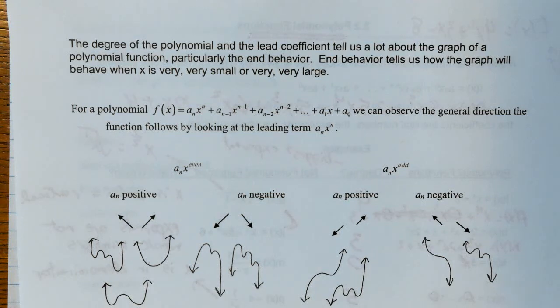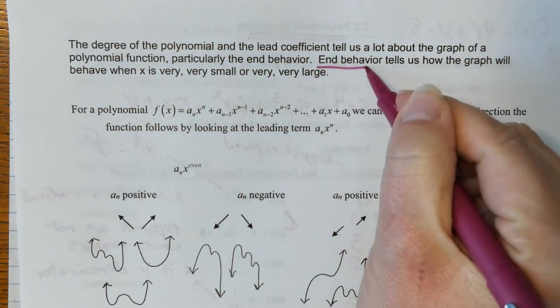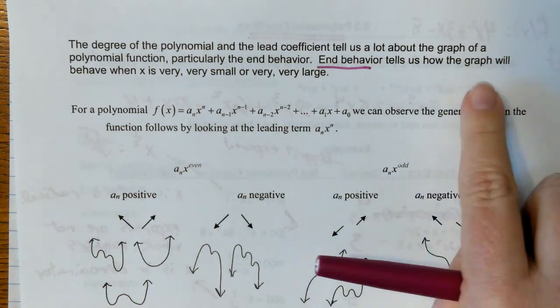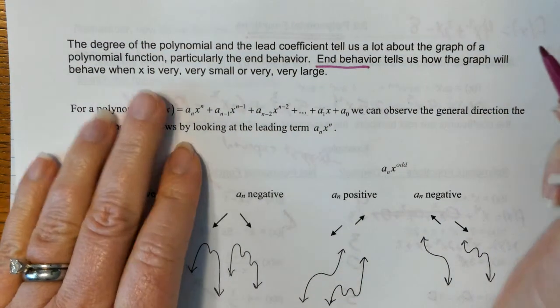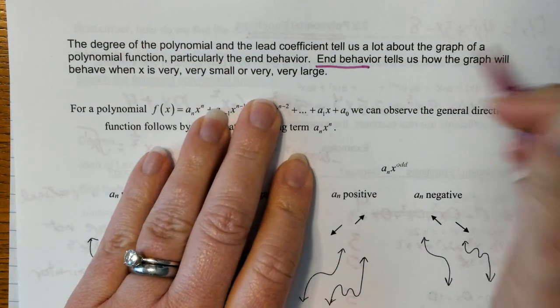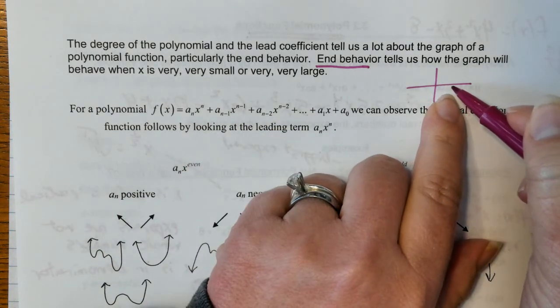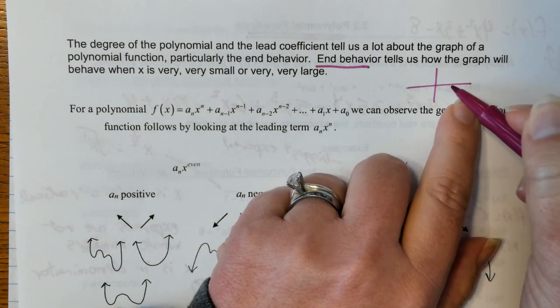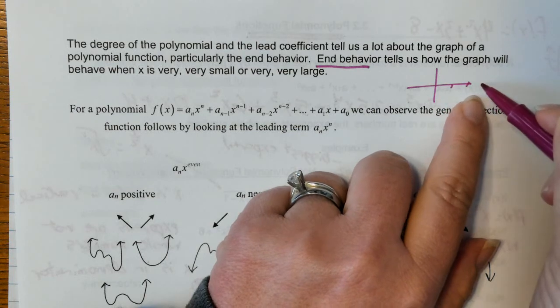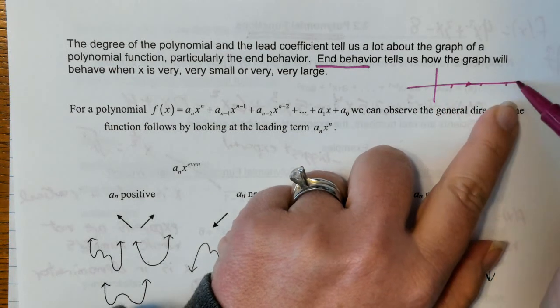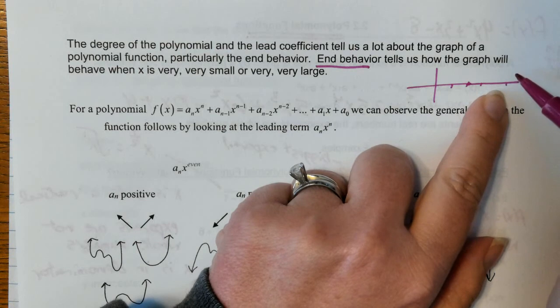As we continue on with our polynomial functions, one thing that's interesting about them is that we can predict what we call end behavior just by looking at the equation. Okay? Now, end behavior tells us how the graph will behave when x is very, very small or very, very large. Okay, so in other words, on our graph, as we go out to larger and larger x numbers, from 10 to 100 to 1,000 to 1,000,000, what is happening on the far end of the graph?